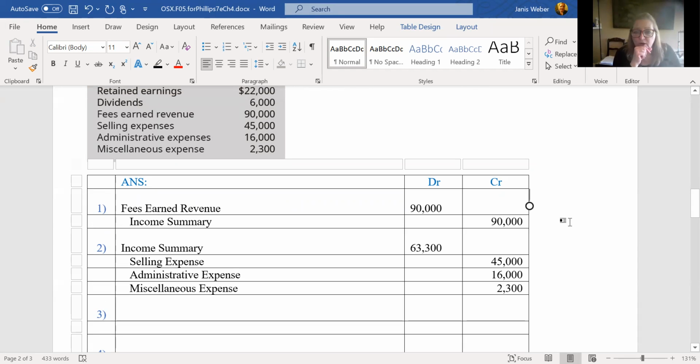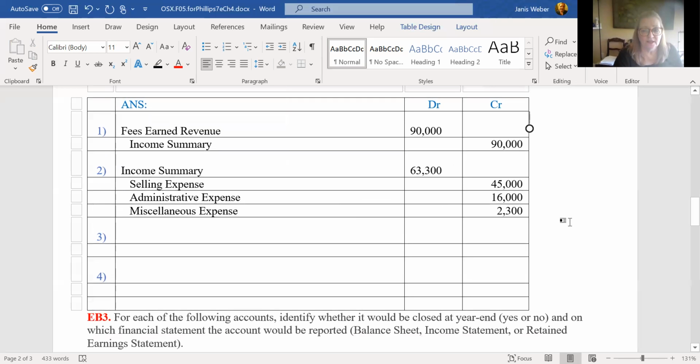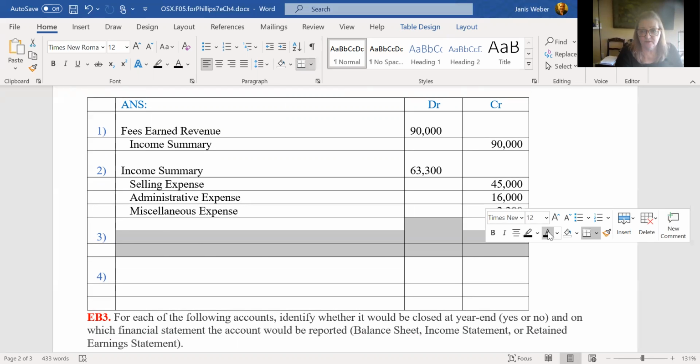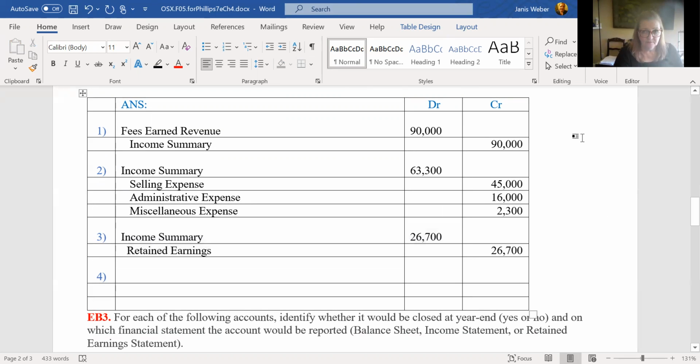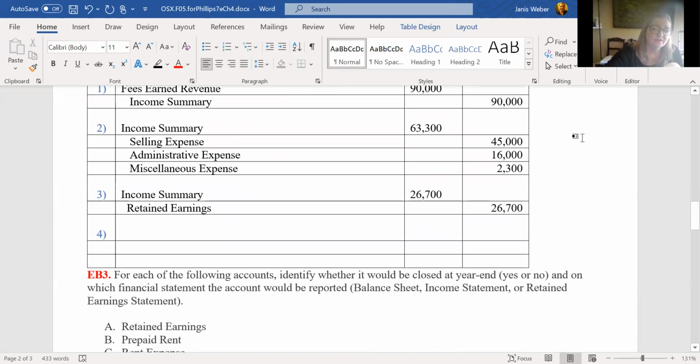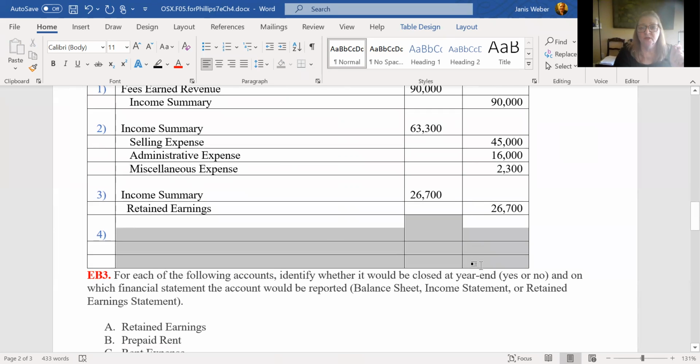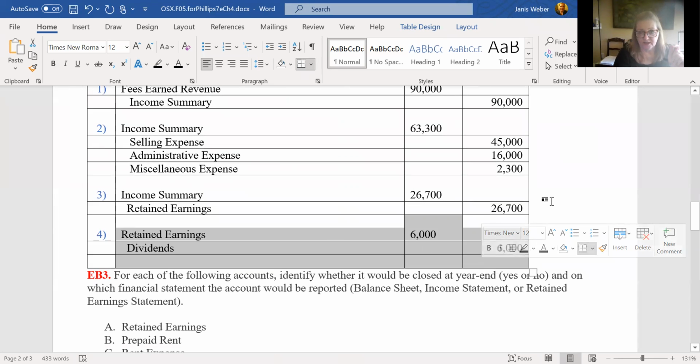And then we look at it, we say, okay, well, now I have to close income summary. What is the balance of income summary? It has a credit of 90,000 and a debit of 63,300. So it's going to have a credit balance in income summary. So we will be debiting income summary for that difference, 26,700, which is just 90,000 minus 63,300. Okay, then we close the dividend account of 6,000. It's a debit balance account. So for closing, we credit it and we credit it directly to the retained earnings account.